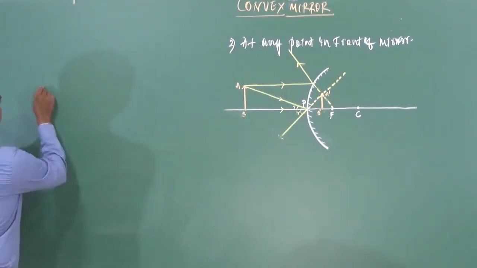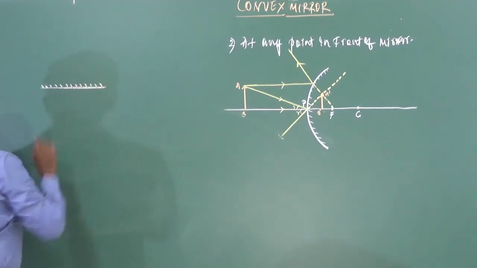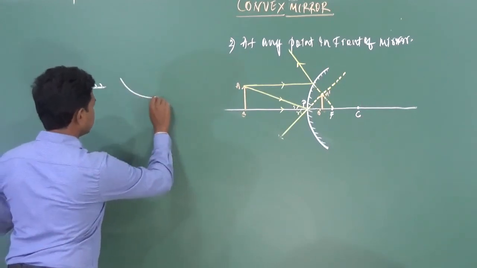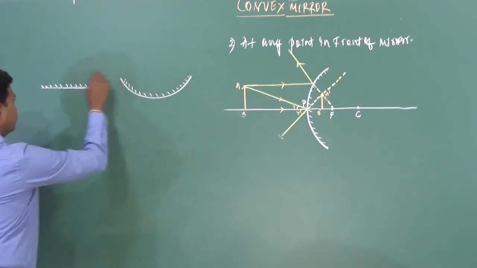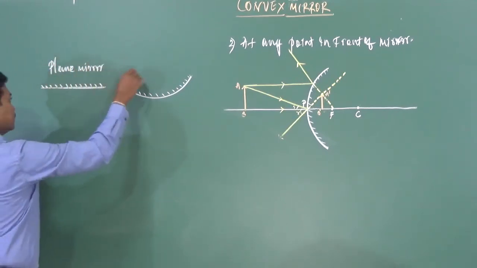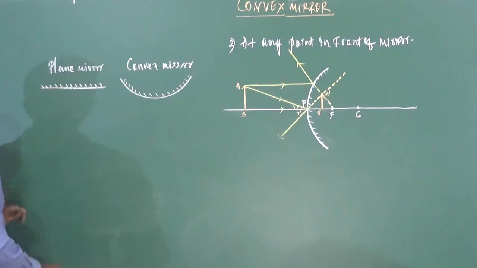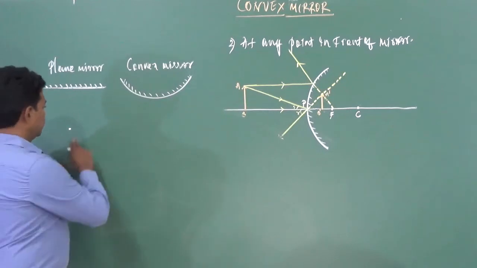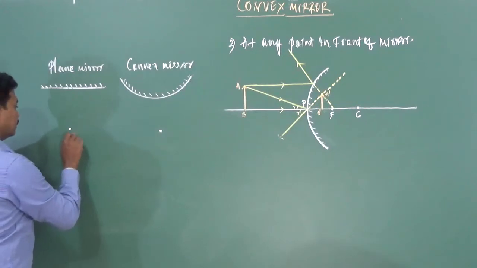Let us take a plane mirror, which is silvered at the top, and a convex mirror, which is silvered at the inner surface. So this is the plane mirror, and this is the convex mirror. Let us take a point here which is a source of light, and at the same angle we will take another source of light here. Let us call it point P.